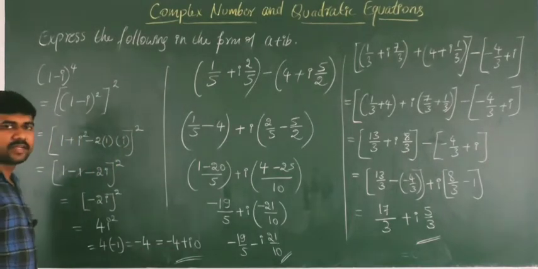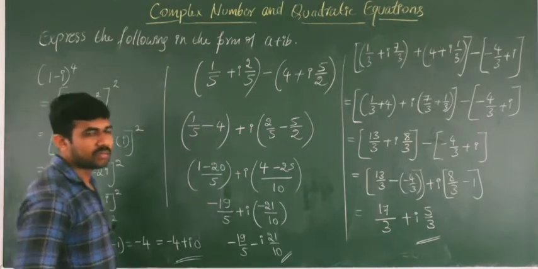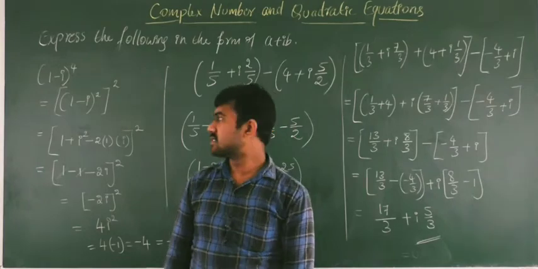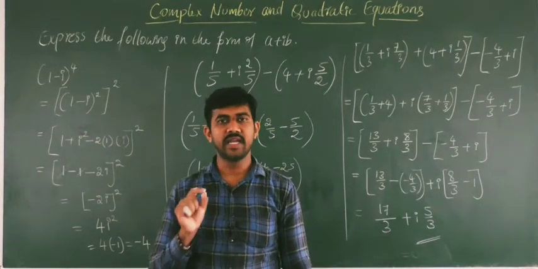Again, see the step here. They have given 1 minus I whole to the power 4. To simplify that easily, we can write 1 minus I whole square.